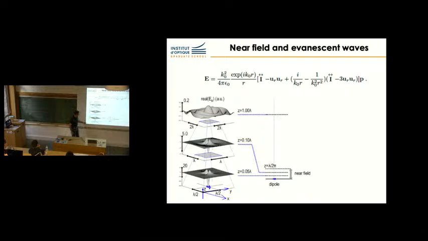Okay. So we have a dipole here, and I'm plotting the field. This is the standard field generated by an electric dipole. So it looks like that, and as you already said, there is this 1 over r. So this is the spherical wave. There is 1 over r here.